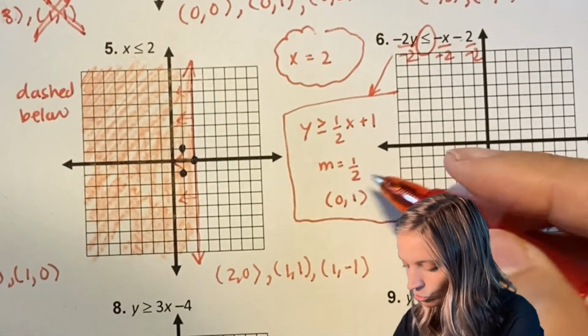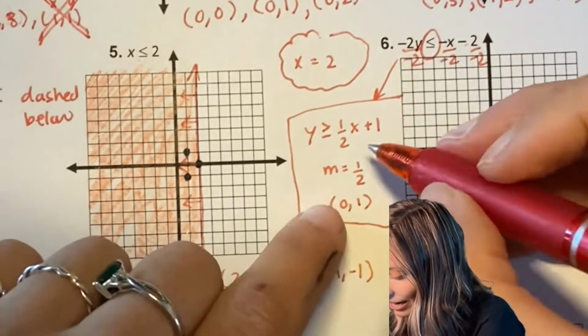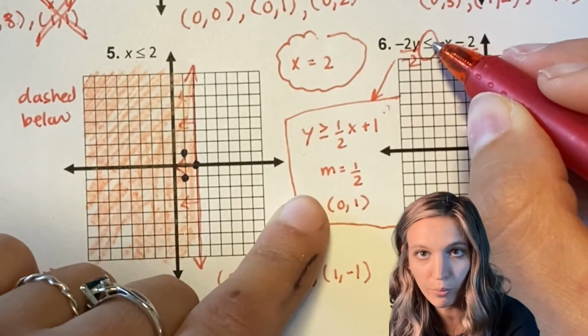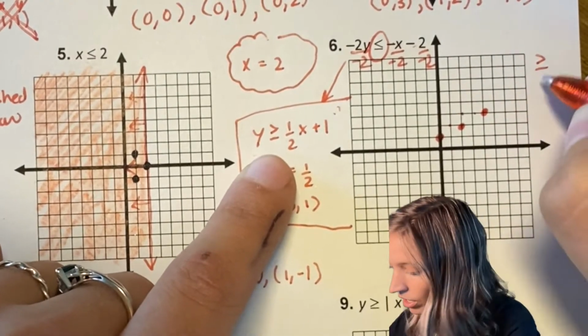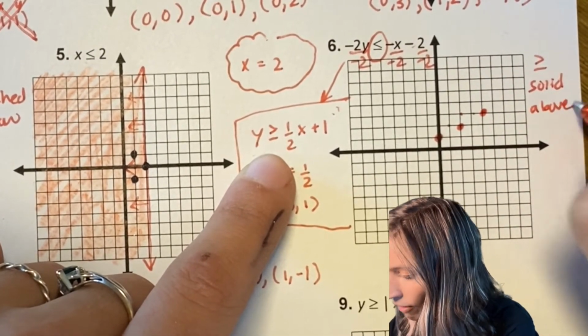So this is what I'm gonna use to graph. And then before I grab my ruler and draw my line, let's make sure we're graphing the right line here. Here's my function I'm graphing. Be careful not to revert back to your original. If this is my function I'm graphing, that's a greater than or equal to symbol. So I know it's gonna be a solid line, and I also know I'm going to shade above that line.